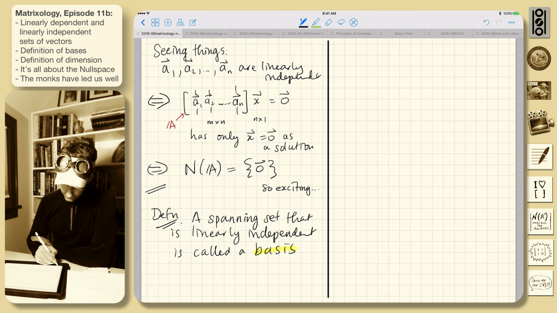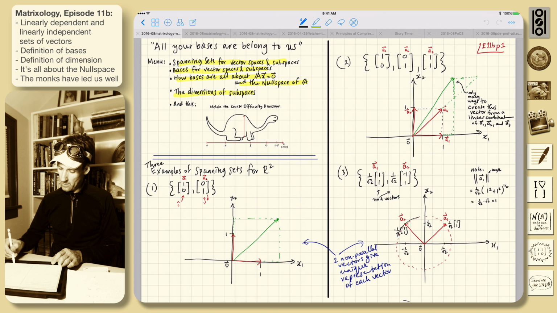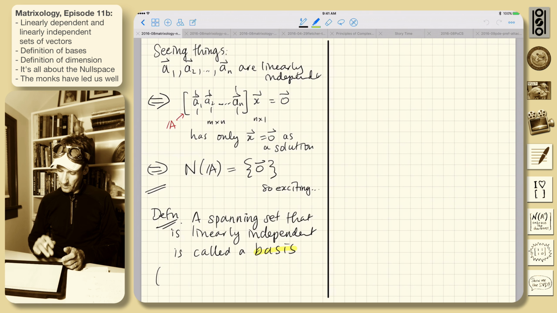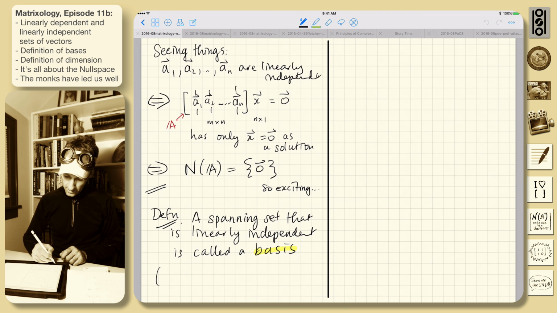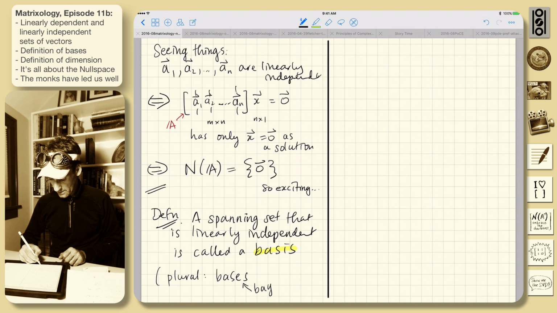And the plural, you can have more than one, right? These two here, they're both bases for 2 dimensions. Plural is bases. And that's not just with a funny accent. Bases.